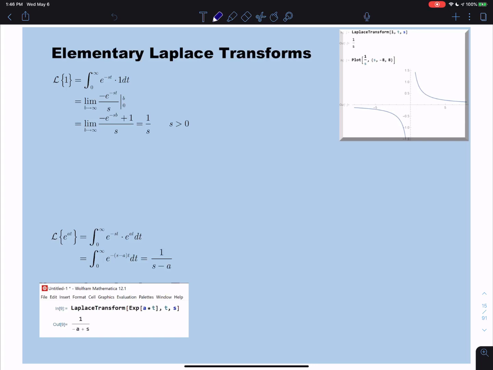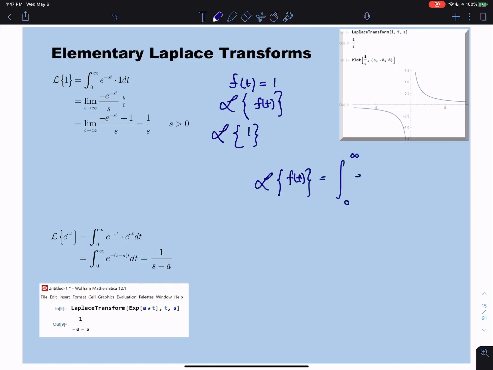So if my function is 1, just the most simple function, let's say f of t is 1, and I want to find the Laplace transform of that function. Now, recall the definition of the Laplace transform. The Laplace transform of a function is the improper integral of e to the minus st, the kernel, times the function itself, dt. So the Laplace transform of 1 will be the integral of 1 times e to the negative st dt. Actually, there's a 1 right next to it.